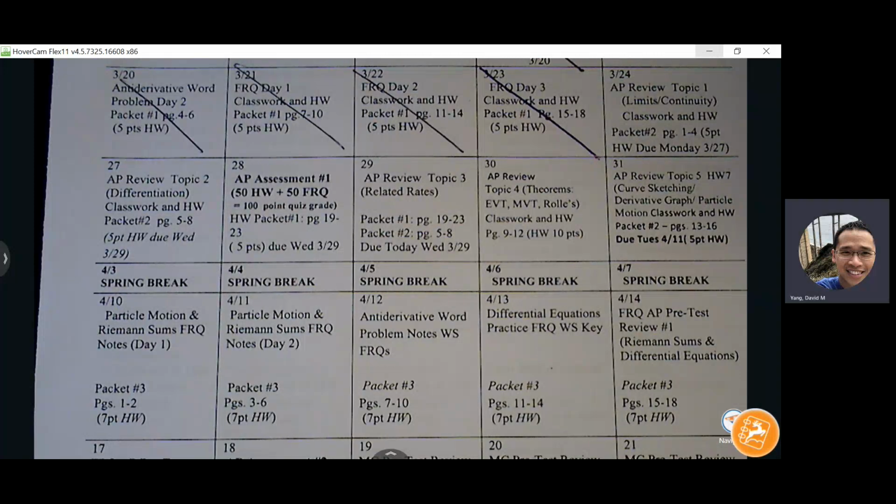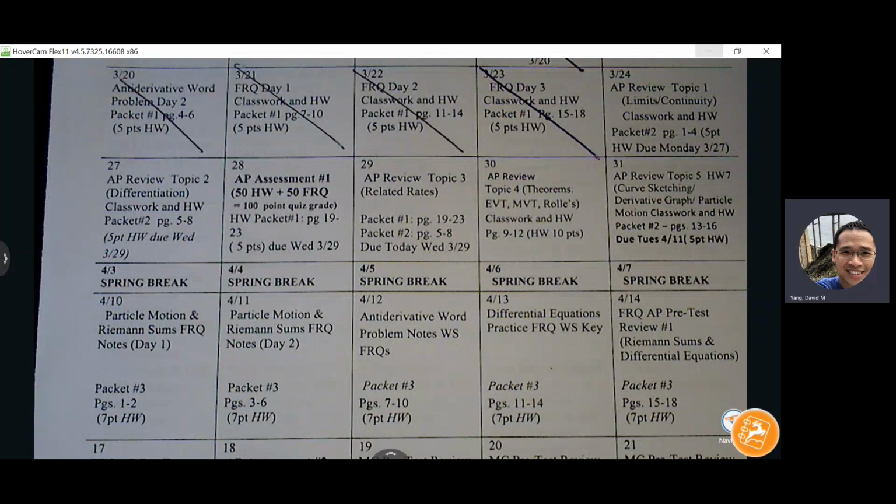I think it's the best thing to review, but it's also good to look over packets 17 through 18. These are all kind of circling around the same topics, so just look through those pages as well. The anti-derivative word problems from day 1 to day 2 are not on the quiz. So starting Tuesday, we focus in on just these topics that we can see on the small quiz.